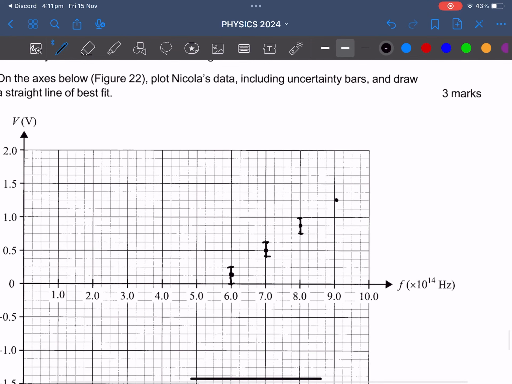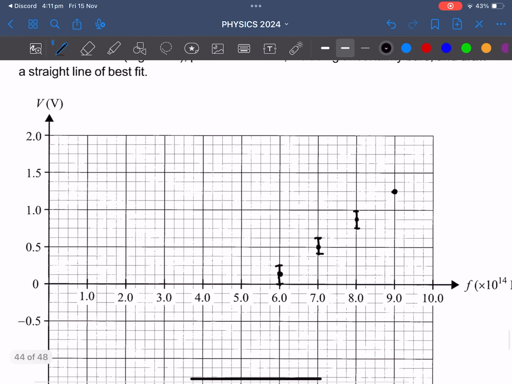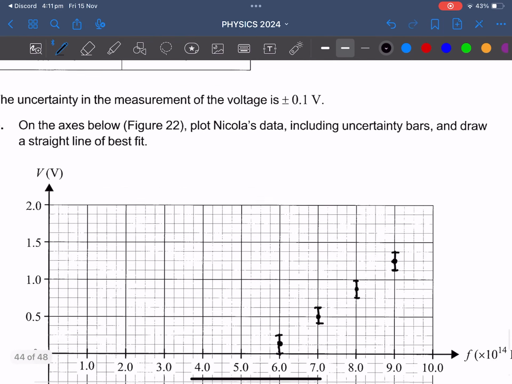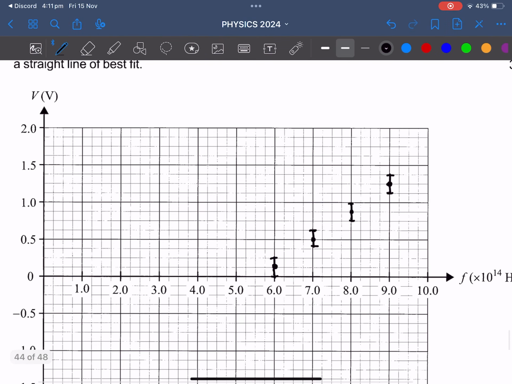Wait, hold on, am I getting the scale right? 1, 2, 3, 4. Yeah, it's good. Okay. 9 is 1.2, which is here. And of course the uncertainty bars. Okay, and then 10 is 1.4. So just here.